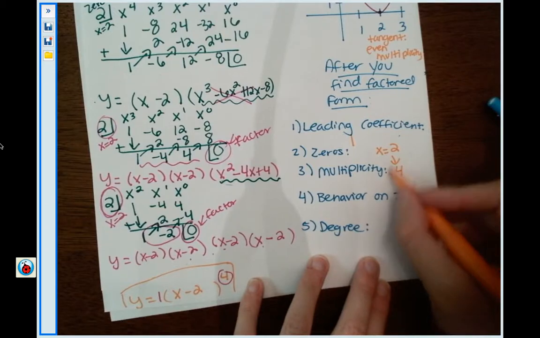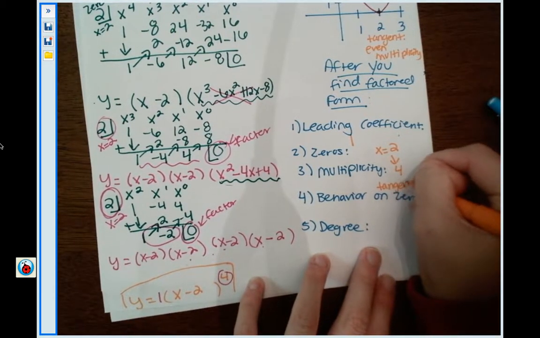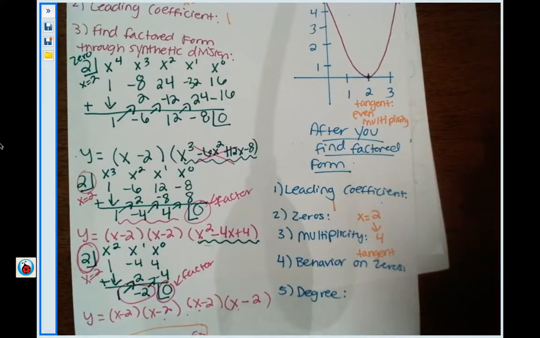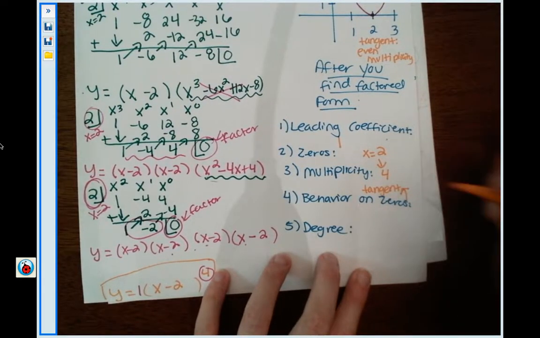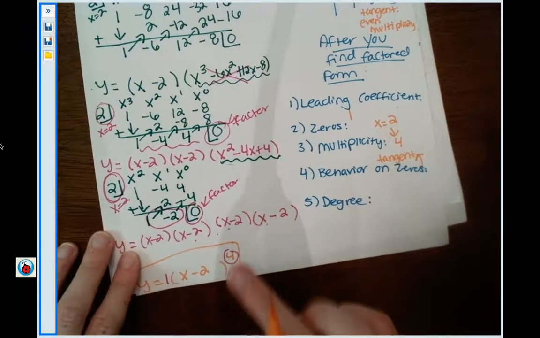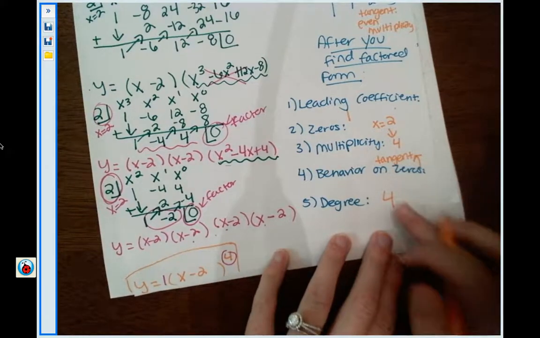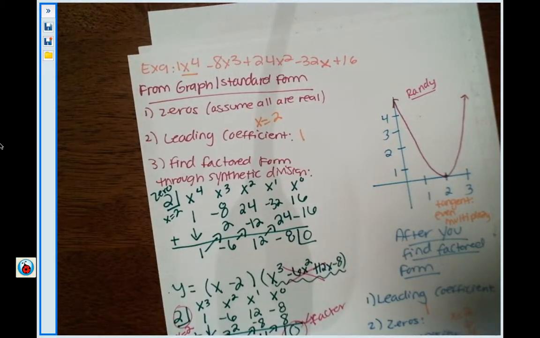And since this is an even number, at x equals 2, the graph will be tangent. So, like we said earlier, it's tangent and bounces off at x equals 2. Cool beans, right? All right, so that's my behavior on the zero. And then the degree, we just add up all the exponents, but I only have one exponent, you guys, so it's just 4. Which matches up to standard form, because in standard form, my highest exponent is a 4.